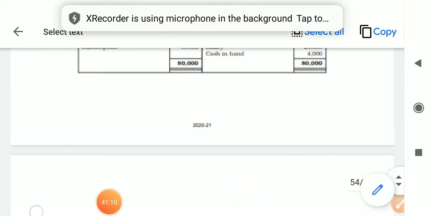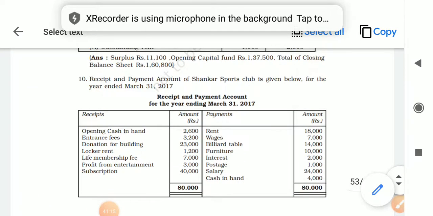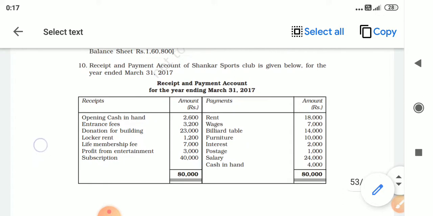Question number 10. In the books of Shankar Sports Club. Okay.